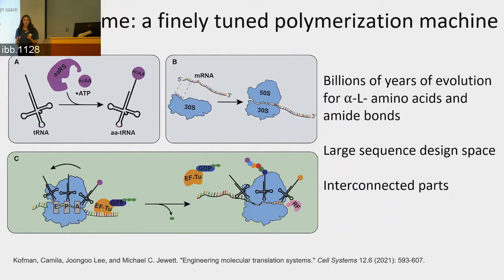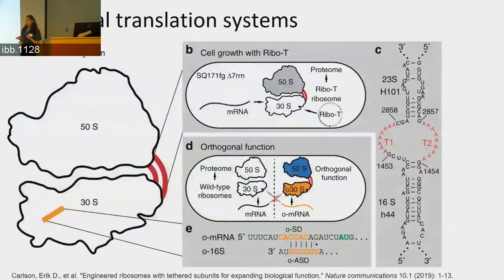So that's when we move on to an orthogonal translation system. So here is an orthogonal translation system in E. coli. You maintain your native translation system for all the native processes, so you still have your proteins, and then you have another ribosome operating at the same time, and this is the orthogonal one. And you have your mRNAs directed to which ribosome they're going to go to, so you have your native mRNA and your orthogonal mRNA.